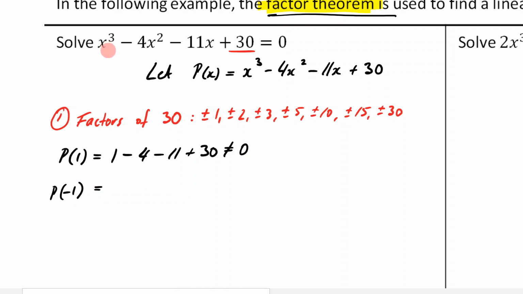Well, if I cube negative 1, I get negative 1 out. Negative 1 squared is 1, then negative 4 there. This is going to become plus 11, and this is still plus 30. Again, quite clearly, 11 plus 30 is 41. Then I've got minus 1, minus 4. Quite clearly, it's not going to be 0.